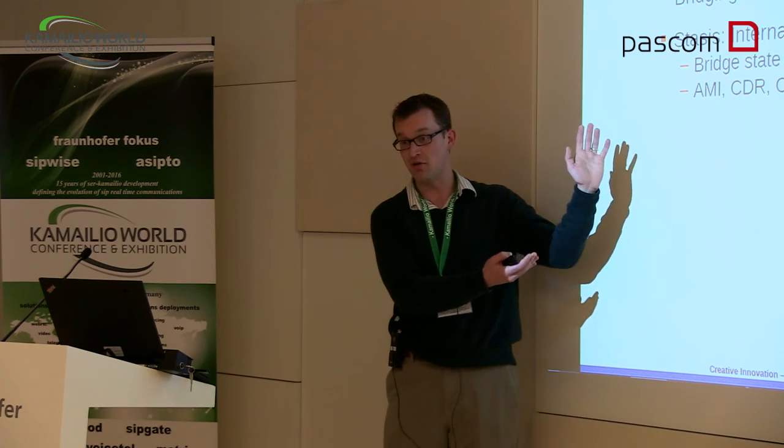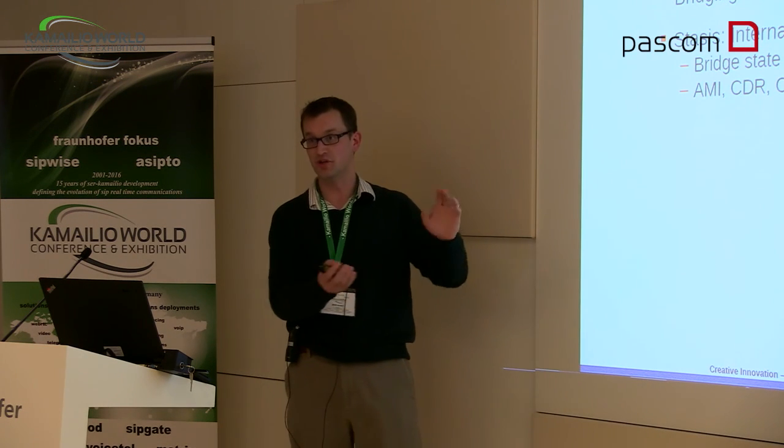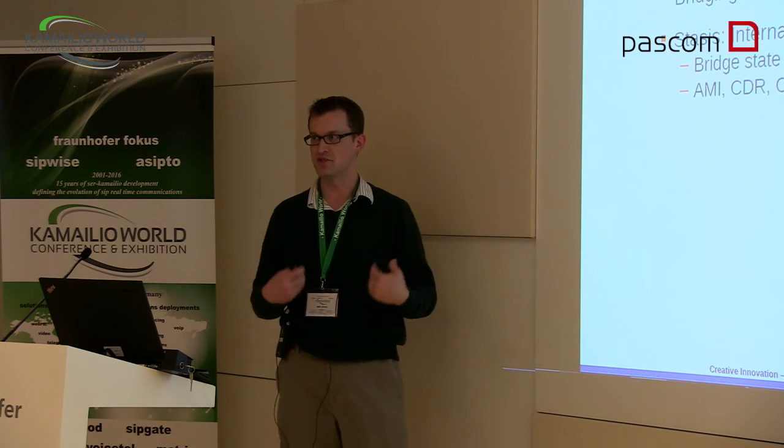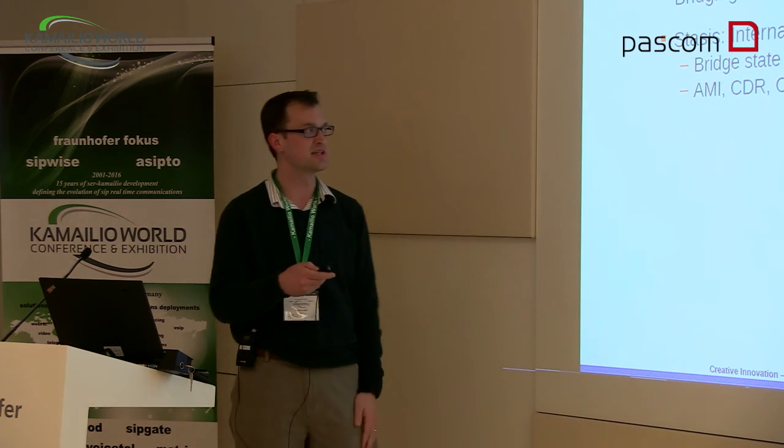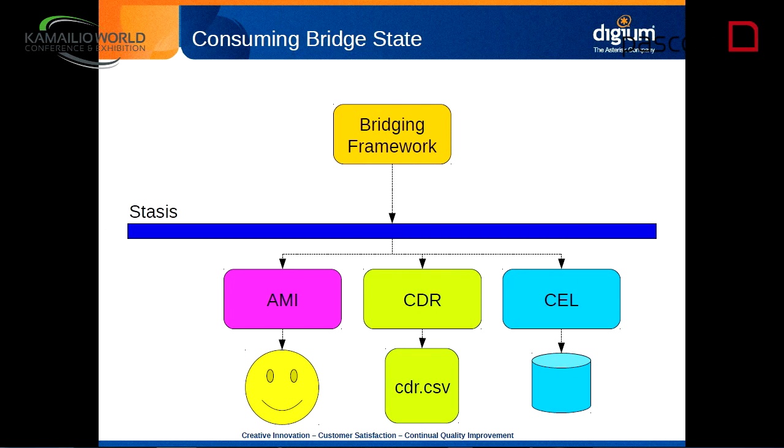This is how we built ARI, by the way. ARI did not have new hooks placed all over the place. It just listens to events and presents them as JSON over a WebSocket. So you have all sorts of options for doing this. So what does this look like? In a very simplistic view, the bridging framework is sitting and talking to Stasis, and I've got AMI, CDR, and CEL that are all different subscribers to events coming out of the bridging framework.